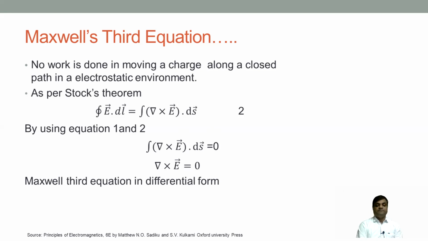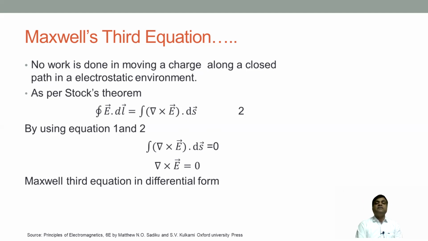del cross E. So by using equations 1 and 2, we can write the integral of del cross E dot ds equal to 0. We remove the integral sign, then it becomes del cross E is equal to 0. Del cross E is nothing but the curl of the electric field intensity, and it is called the Maxwell third equation. It is also called the Maxwell third equation in differential form.